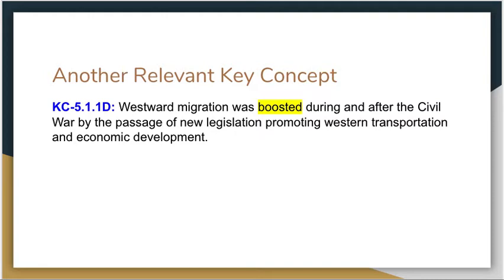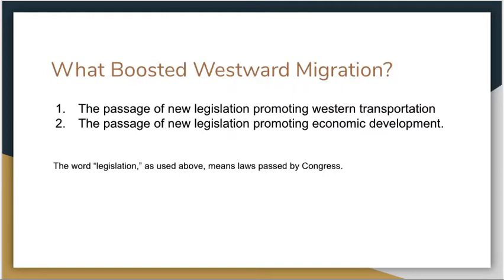In other words, it's now time for me to answer the question, what helped or encouraged westward migration to increase? With the answer to that question appearing in Key Concept 5.1.1d. Two things, it says there, boosted westward migration between 1844 and 1877. One, the passage of new legislation promoting Western transportation, and two, the passage of new legislation promoting economic development, with the word legislation meaning laws passed by Congress.